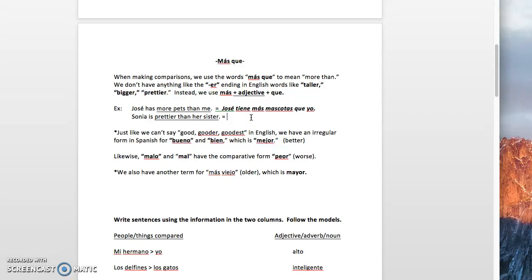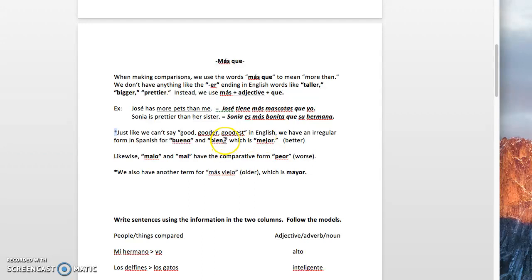Sonia is prettier than her sister. Sonia es más bonita que su hermana. Esta estrella, este asterisco, significa que tengo una nota adicional. Just like we can't say good, gooder or goodest in English, we have an irregular form in Spanish for bueno and bien. So the comparative form of bueno is mejor, better. And it's also the comparative form of bien.